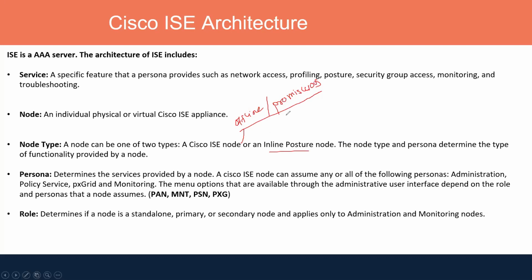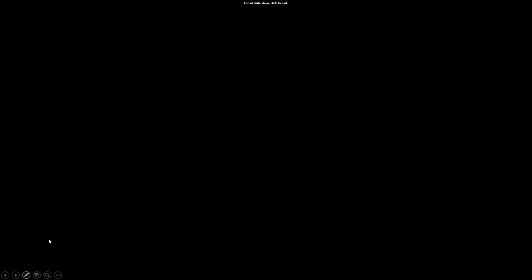Okay. So I would tell you what the difference is between node types. So what is node type? It is how you are deploying a node, how you are deploying a Cisco ISE in your network. That defines the node type. So I would let you know how you can connect. One is offline, so let me go there and talk about offline. Let's go to the next slide and talk about offline.